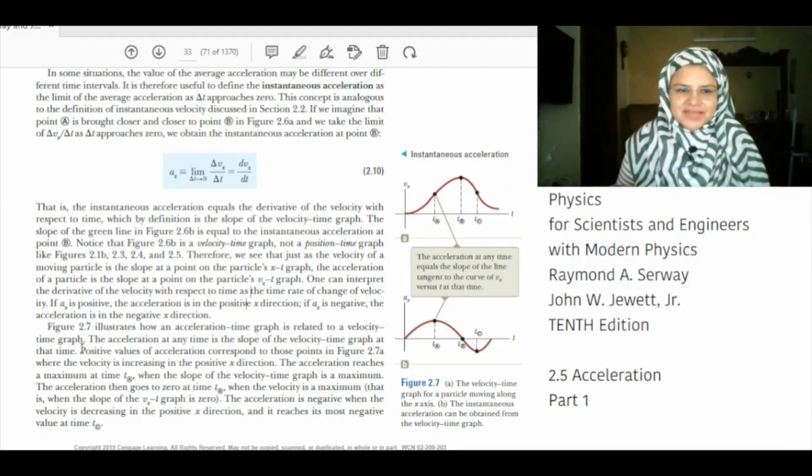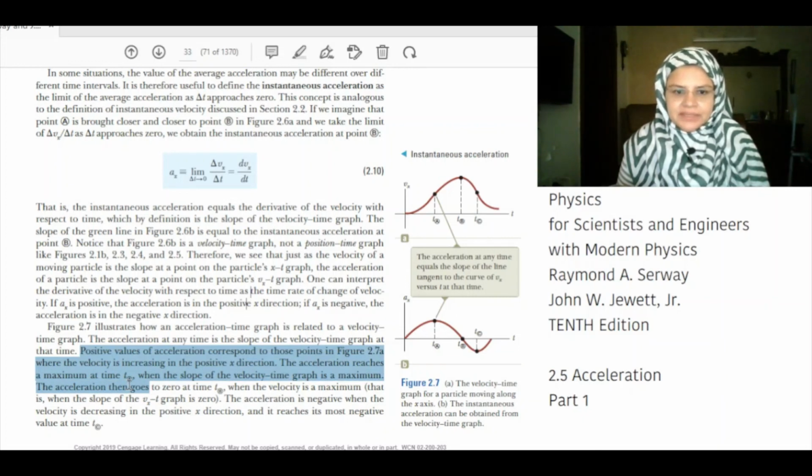Positive values of acceleration correspond to those points in figure 2.7a where the velocity is increasing in the positive x direction. The acceleration reaches a maximum at time ta when the slope of the velocity-time graph is maximum. The acceleration then goes to 0 at time tb when the velocity is maximum, that is when the slope of the vx-t graph is 0. The acceleration is negative when the velocity is decreasing in the positive x direction and it reaches its most negative value at time tc.